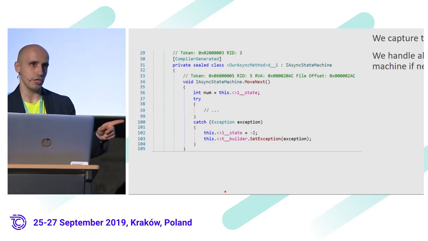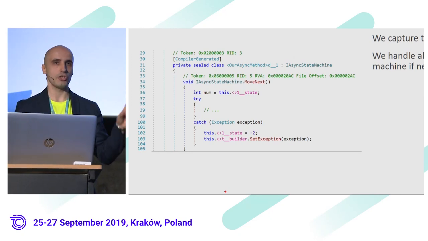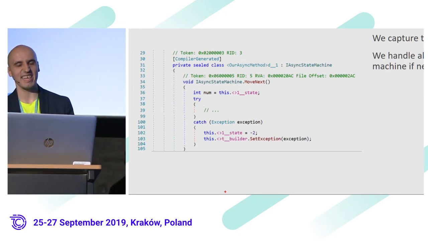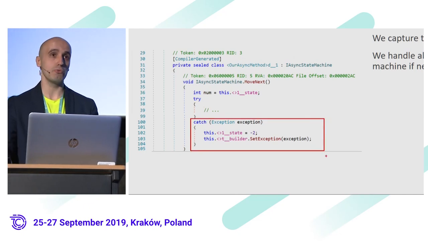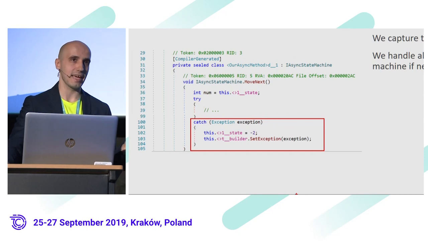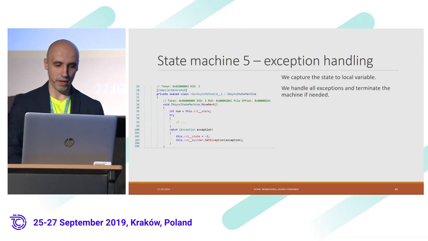What is important to note immediately is that whenever you have an async method, your exceptions will be automatically handled in this exception block. So they will not be propagated automatically. In order to propagate them, we need to actually do some work. So let's now carry on and see what is happening in the try block.